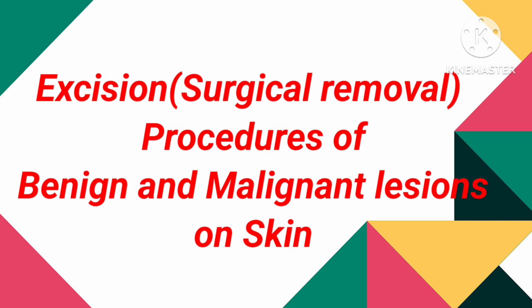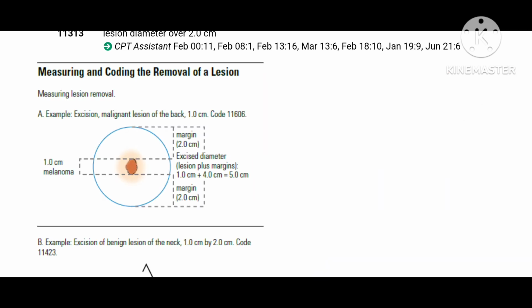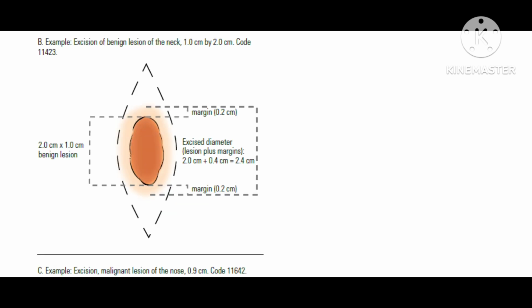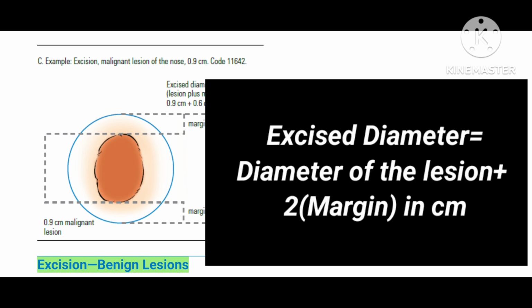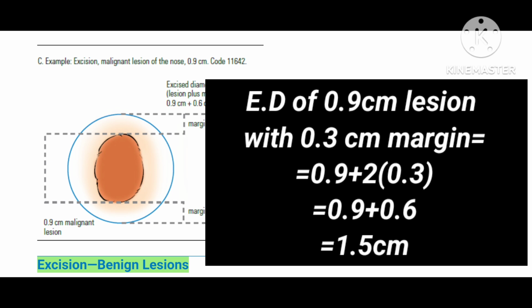In this video, we will see about excision procedures of benign and malignant lesions on the skin. To begin with the excision of lesions on the skin, whenever we are reporting these lesions and their excision, we have to report it for the measurement of excised diameter. And how will you calculate that excised diameter? Excised diameter is equal to the diameter of the lesion that is removed plus 2 times the margins of the lesion. So with the help of this formula, you can calculate the excised diameter of the lesion. So that is the first thing to be done whenever we are reporting excision of lesions.